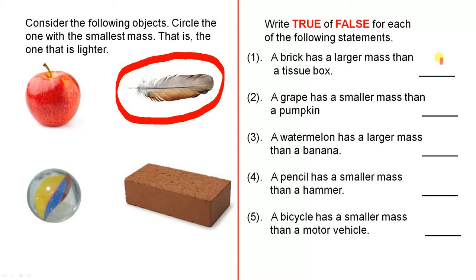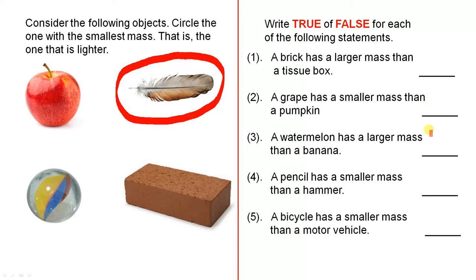Write true or false for each of the following statements. A brick has a larger mass than a tissue box. So you can help the students along here. If you're lucky, you might be able to have a brick and a tissue box, get them to hold each of them, and they will write true or false here. A grape has a smaller mass than a pumpkin. I think common sense will tell you the answer there.